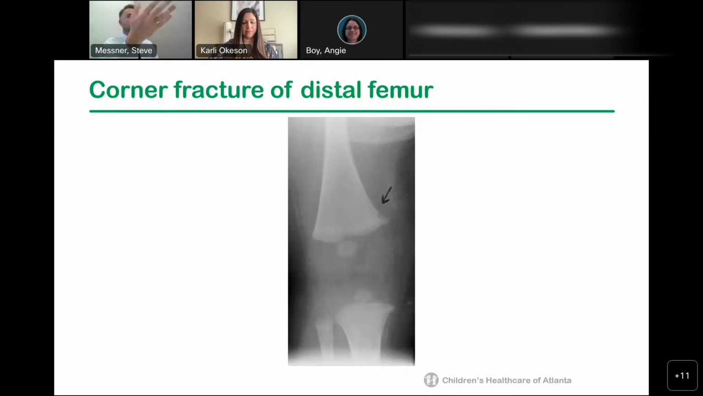It's all cartilage. And then at the bottom of the image, you see the tibia, which is your shin bone. And then that smaller bone on the left of the image is the fibula. Where that black arrow is, you see that the corner of the femur is kind of pulled off.